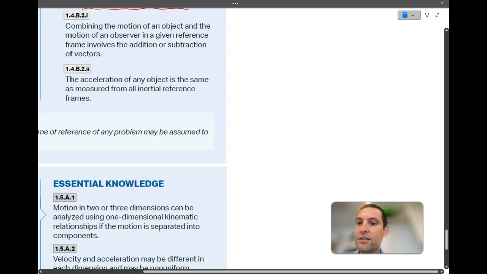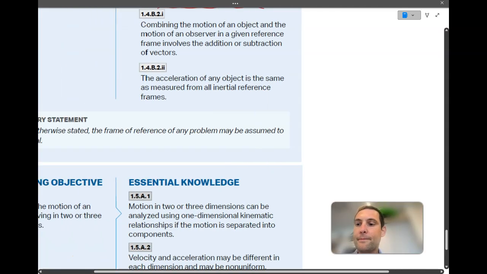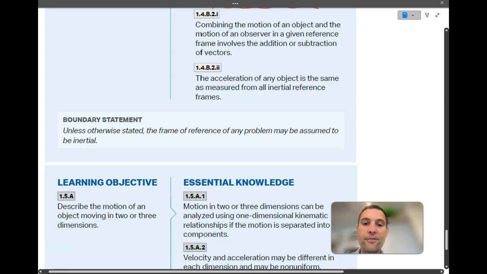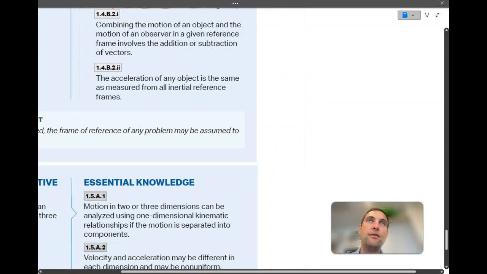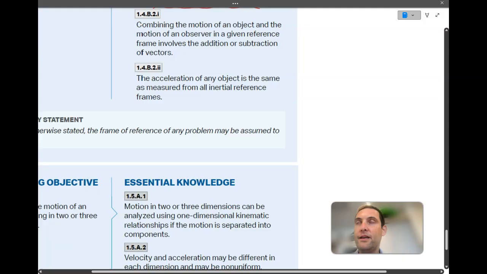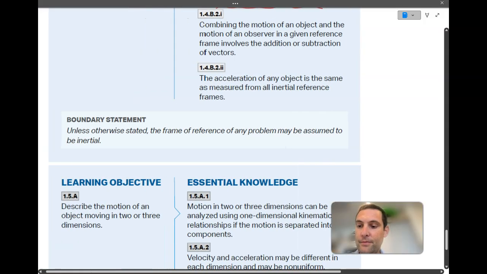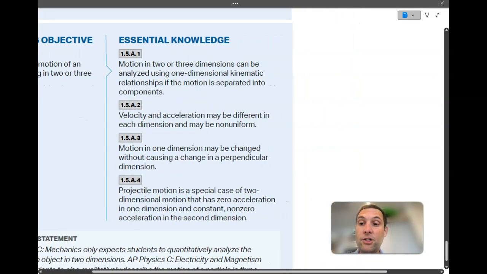The acceleration of any object is the same as measured from all inertial reference frames. Unless otherwise stated, the frame of reference for any problem is assumed to be inertial. So we don't have to worry about a centrifugal force, for example, where you would be in an accelerated reference frame and describing the forces that are happening. Describe the motion of an object moving in two or three dimensions.